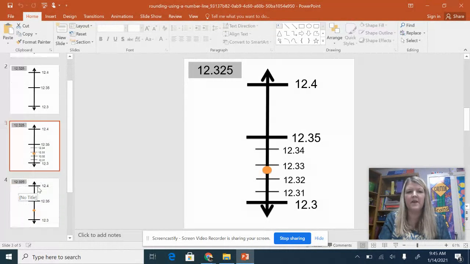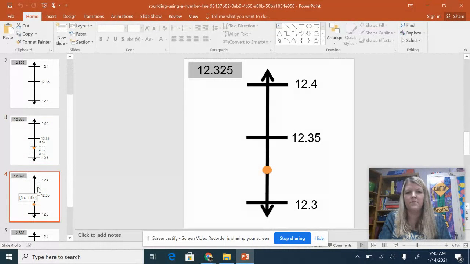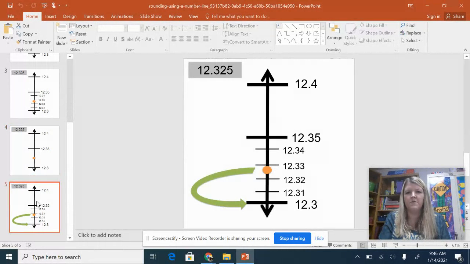But then we can use that for this last step, where we're trying to figure out if our number is closer to 12 and 4/10, if we're rounding to the tenths place, or 12 and 3/10. So we can see, it's not even to the midpoint yet, so it is going to be less. If it were exactly at the midpoint, then we would round up. But it's below the midpoint, so we go ahead and round down to 12 and 3/10.